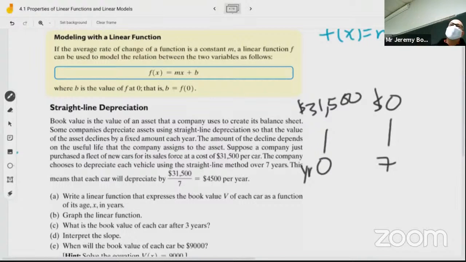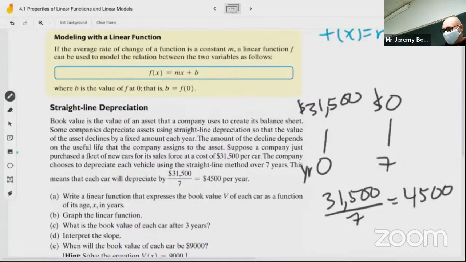And so the first thing we need to figure out is how much is it going to decrease each year? If it's decreasing a total of $31,500 over the course of 7 years, and we do that division, 31,500 divided by 7, you'll get that the rate of change is $4,500 per year. Any questions on that?